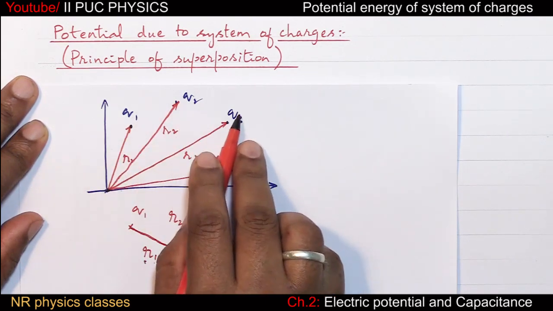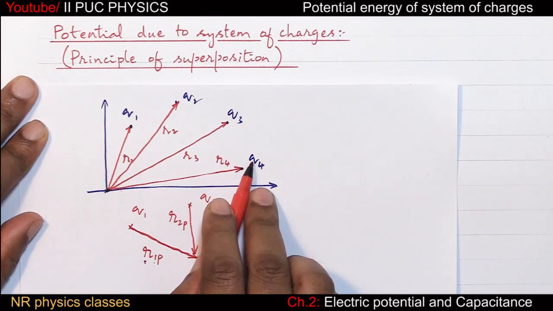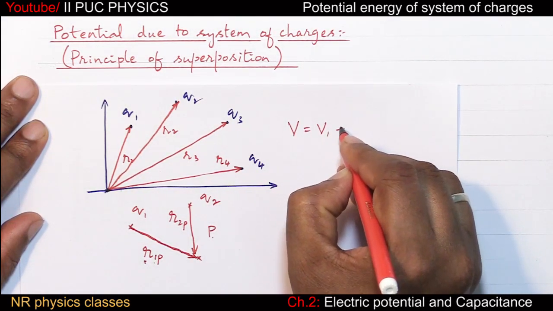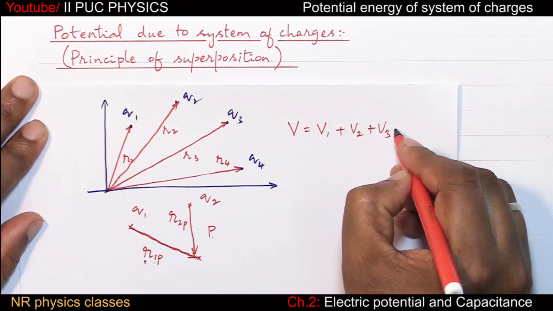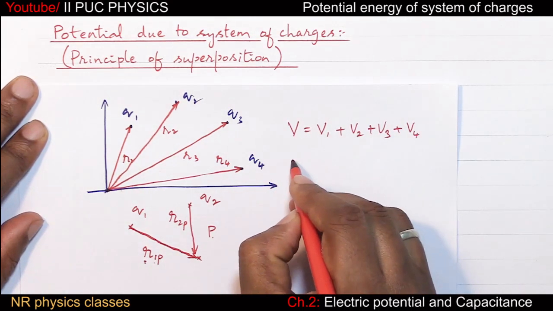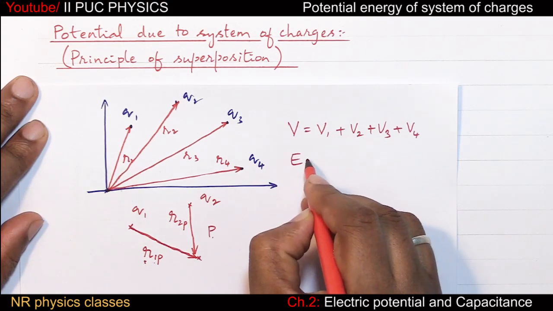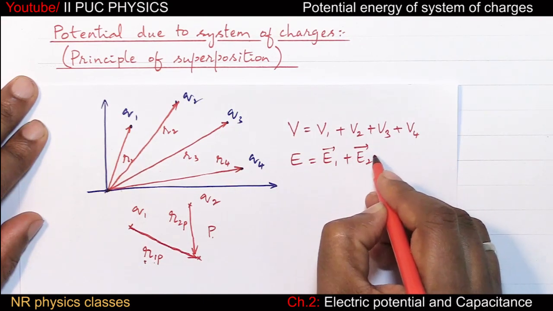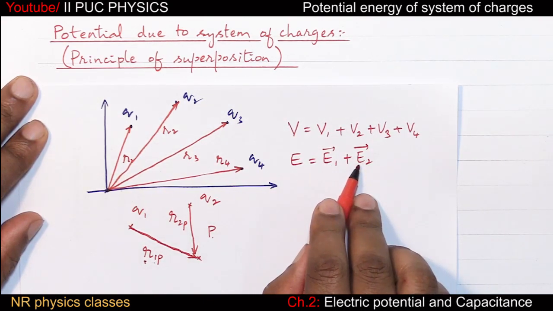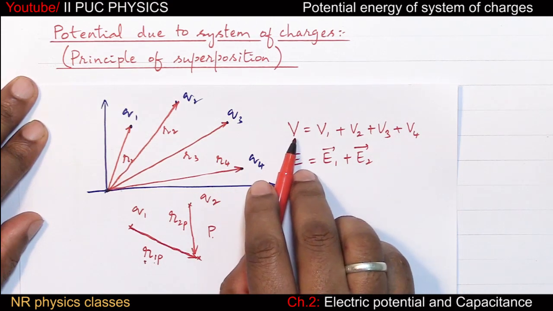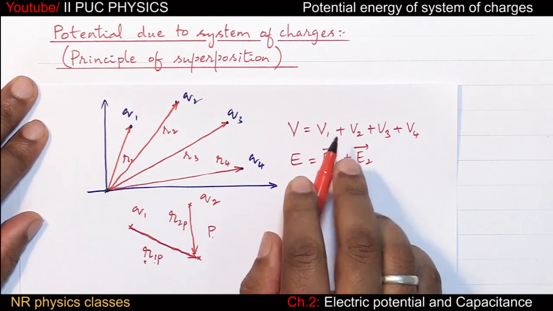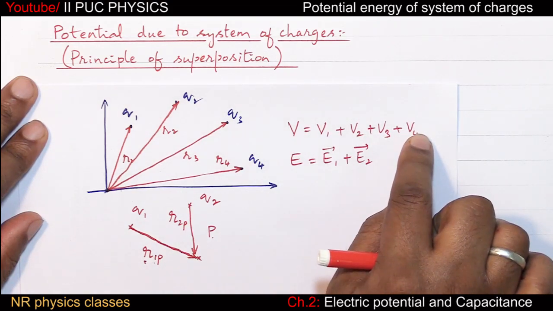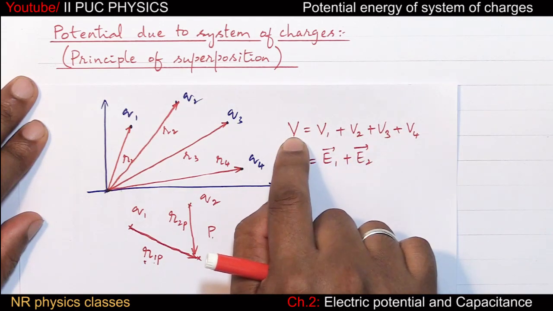Now, because of four charges, what is the resultant potential at some point? It means the resultant potential is V1 plus V2 plus V3 plus V4. Recall, when we were solving for electric field, we used to consider the vector sum E1 plus E2, meaning the angle between E1 and E2 also matters. But in this case, electrostatic potential is a scalar quantity, so just algebraic addition matters. This is called the principle of superposition.